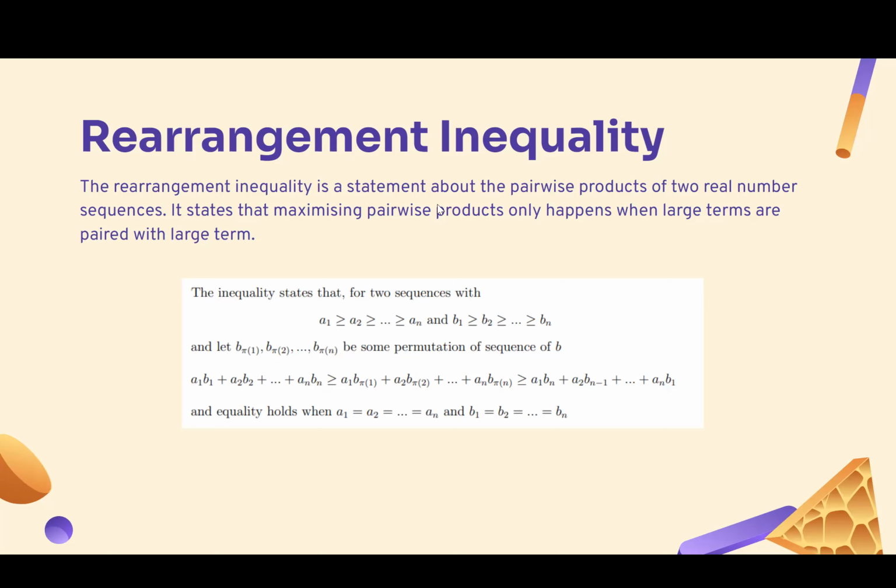So previously we said B1 is greater or equal to B2, and it's greater or equal to Bn, right? So it's ordered from largest to smallest. But a permutation of sequence B would just be that we completely ignore this ordering. Like, we don't care about their size. We rename them and we reorder them. And that's basically what it means.